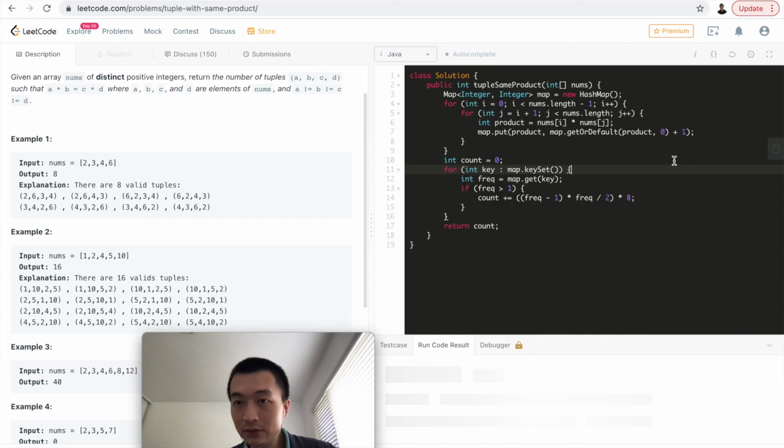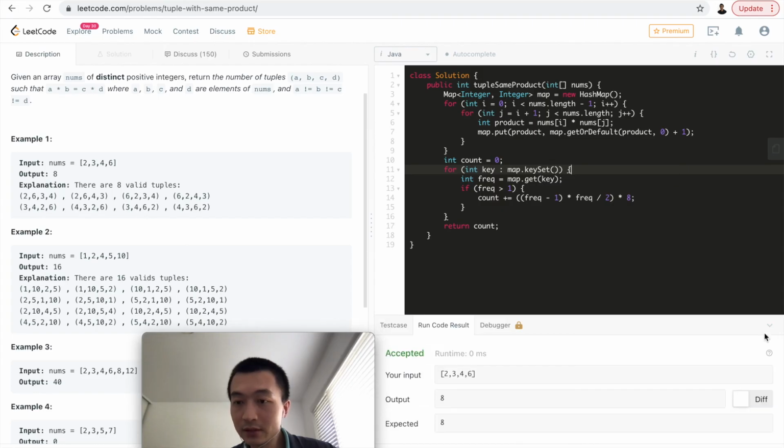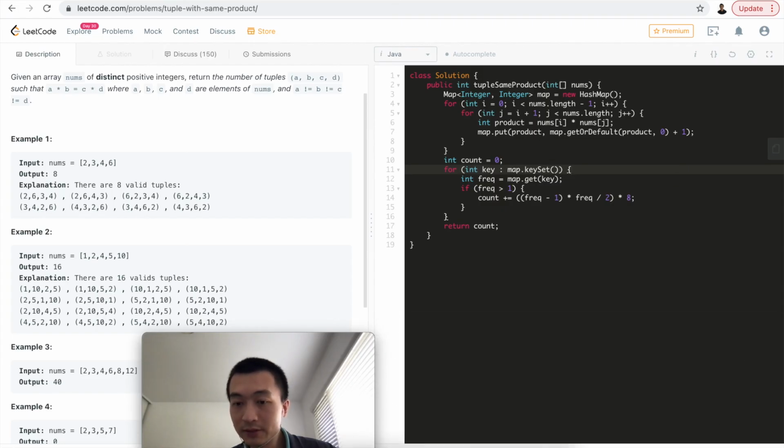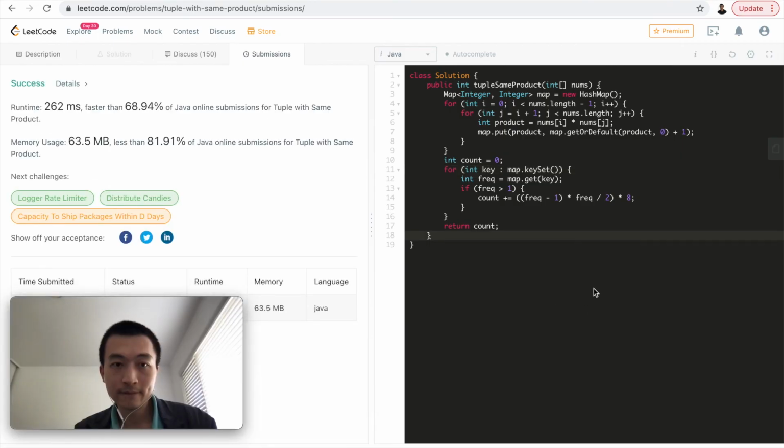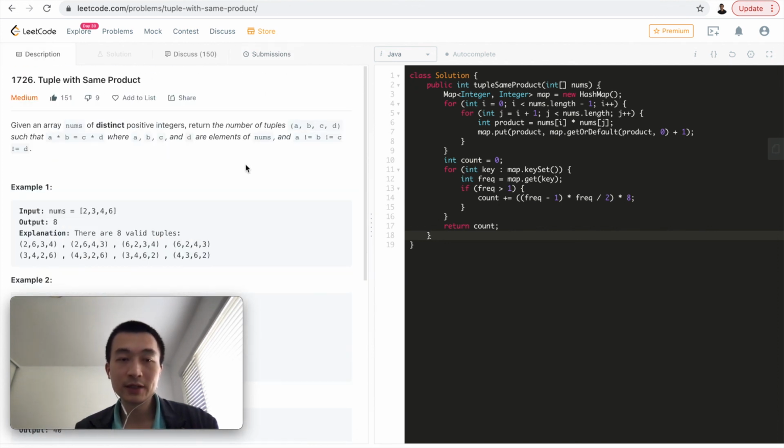Let me hit run code one more time. Yeah, all right, accepted. Now let me submit. All right, accepted. 68%, not too bad. All right, this is the entire idea of this problem and solution. So hopefully it makes sense to you guys.